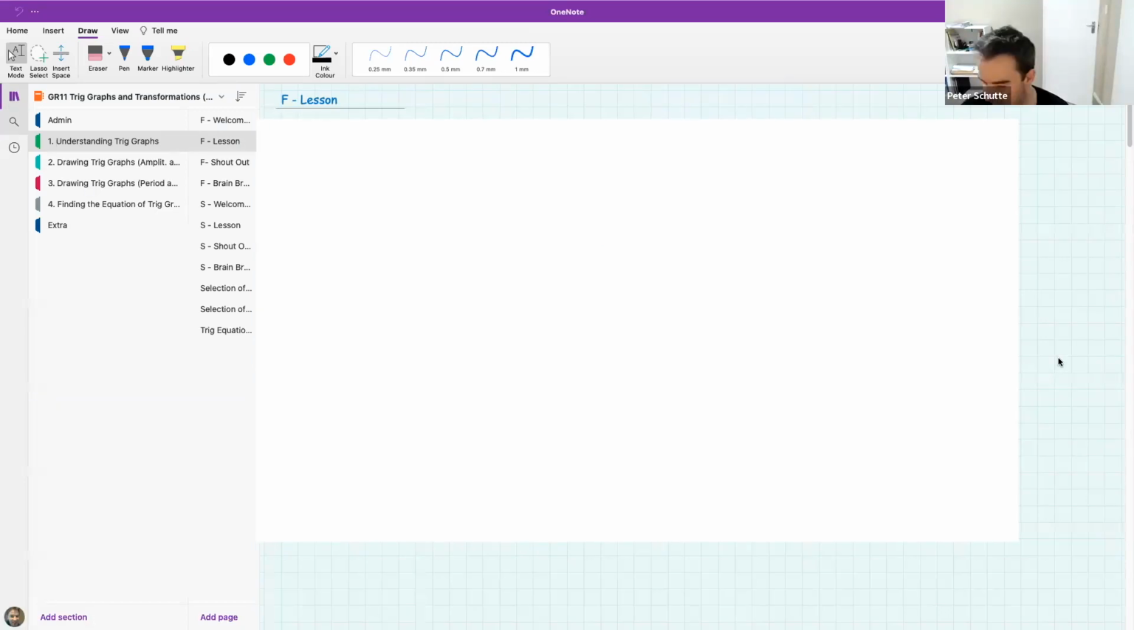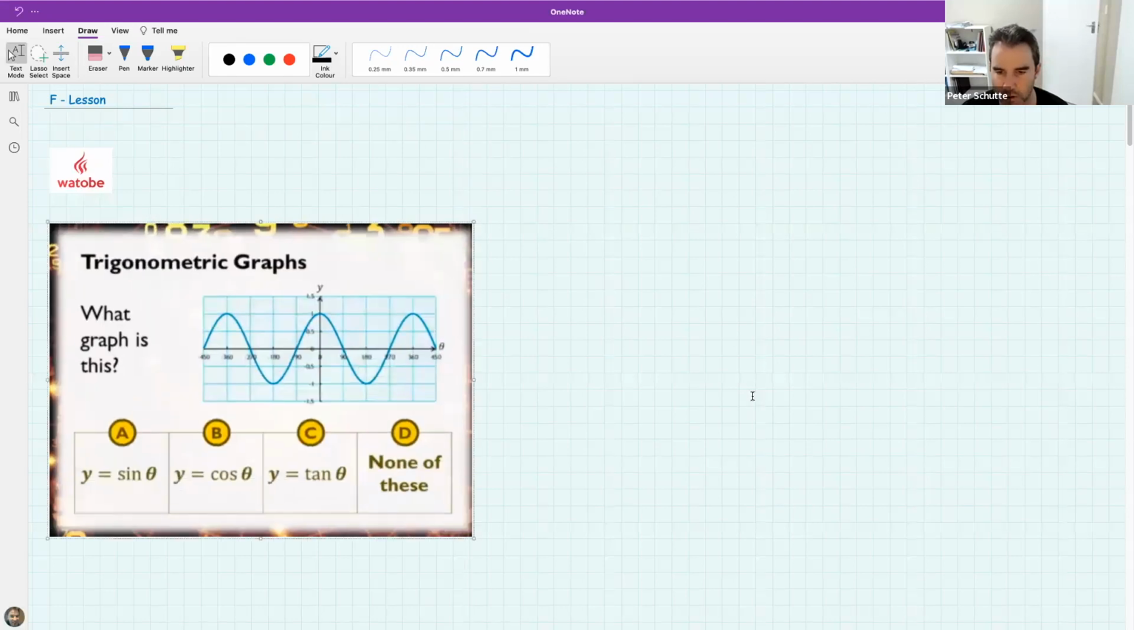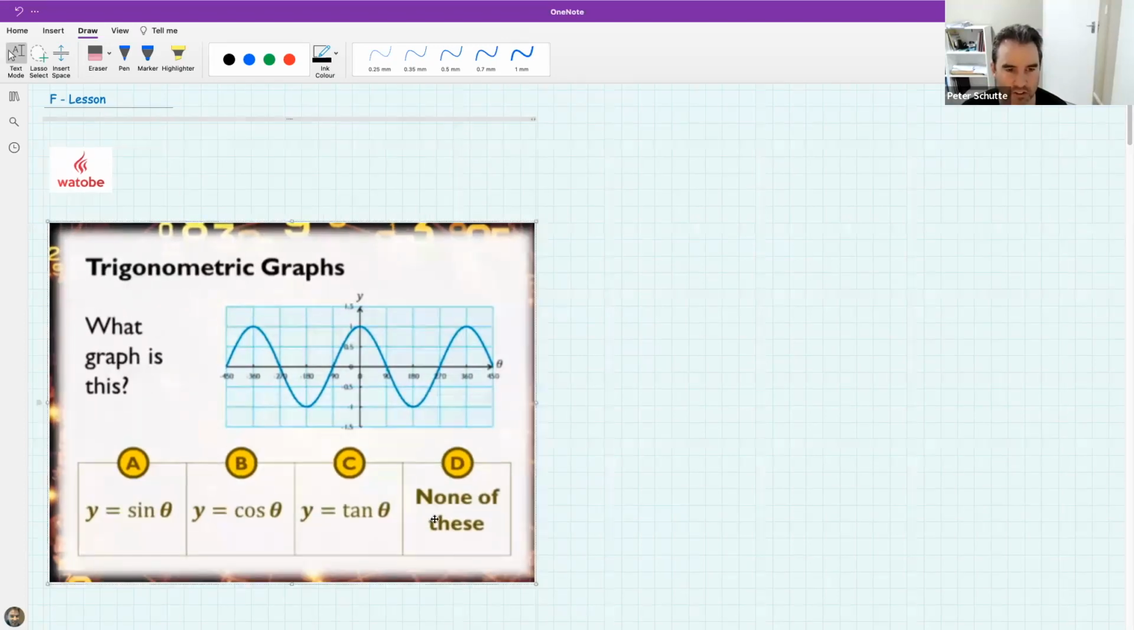So today's lesson is about trig graphs, and we're going to start with a little bit of going back in time and remembering some of the stuff. We did a topic on trig earlier in the year, but to really focus on trig graphs, we need to know some basics. So let's do a couple of multiple choice questions.